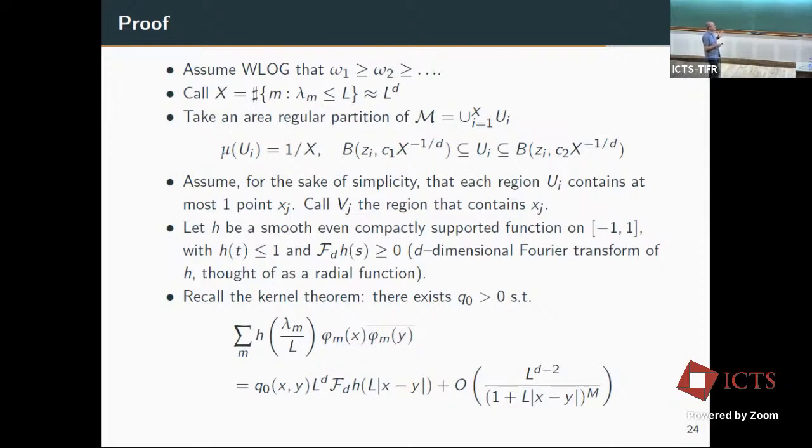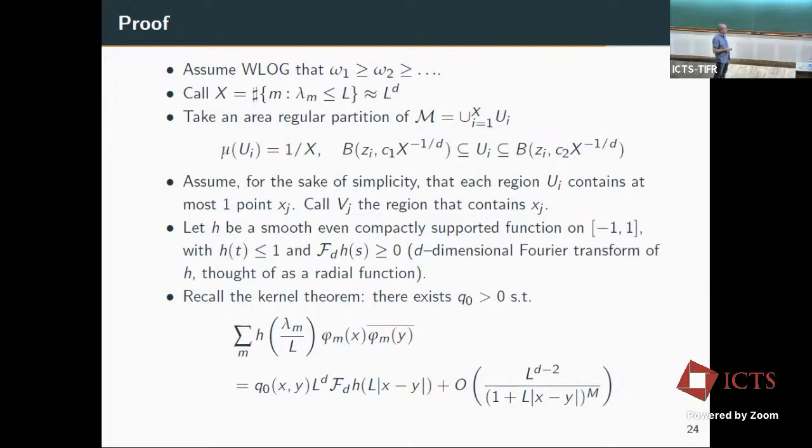Remember that I'm supposing that L is much bigger than N. I have L regions, so I have a lot of regions. I have way more regions than I have points. So each region has to contain at most 1 point. The proof for the case where every region can contain more than a point is not very different. You only have to be a bit more careful with your estimates, but it goes through anyway. So I will call Vj the region that contains the point xj.